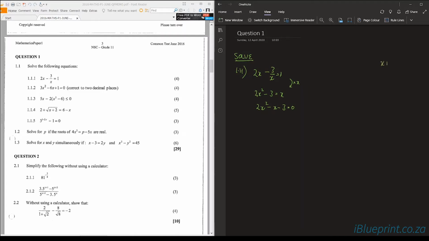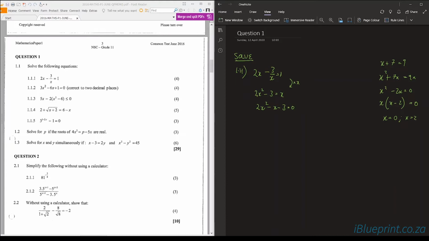Let's say you have a simple example like x plus 7 is equal to 9. Let's say you multiply both sides by x. So you get x squared plus 7x is equal to 9x, which gives you x squared, 7x minus 9x gives me minus 2x is equal to 0. Factorize x. Your two solutions are x is equal to 0 and x is equal to 2.